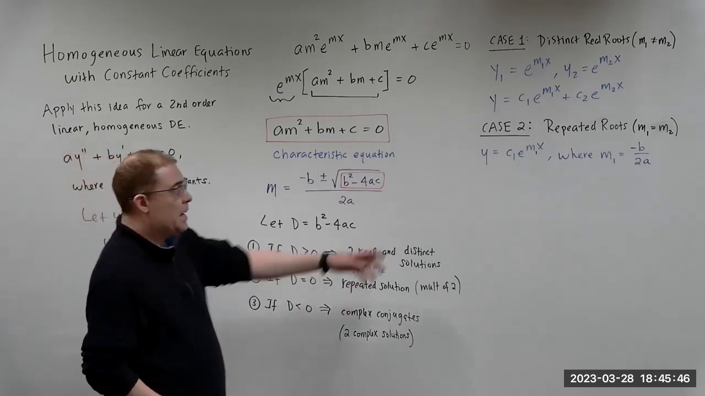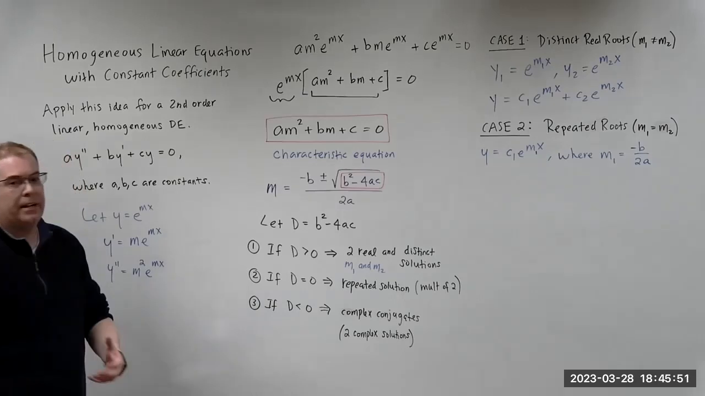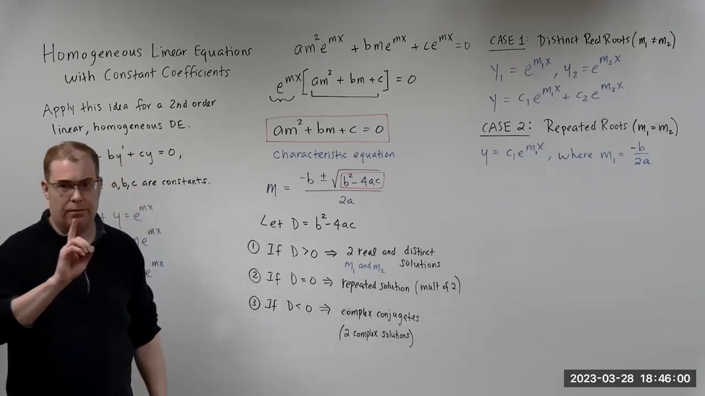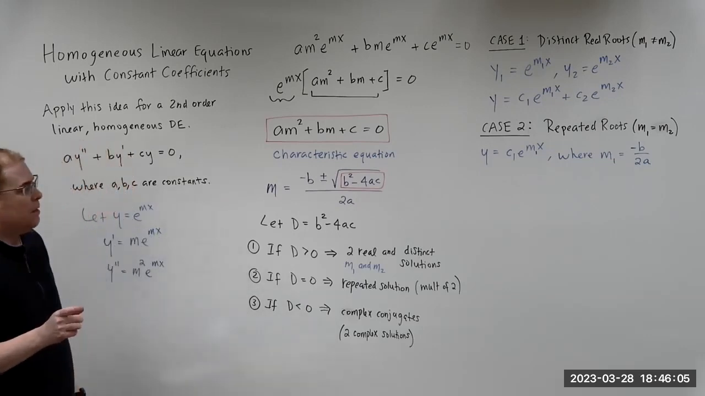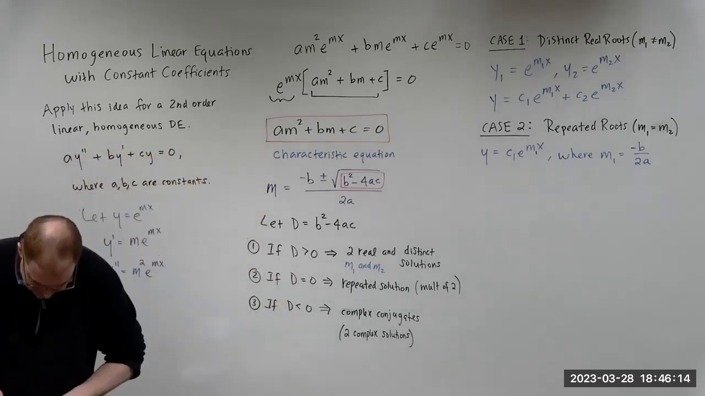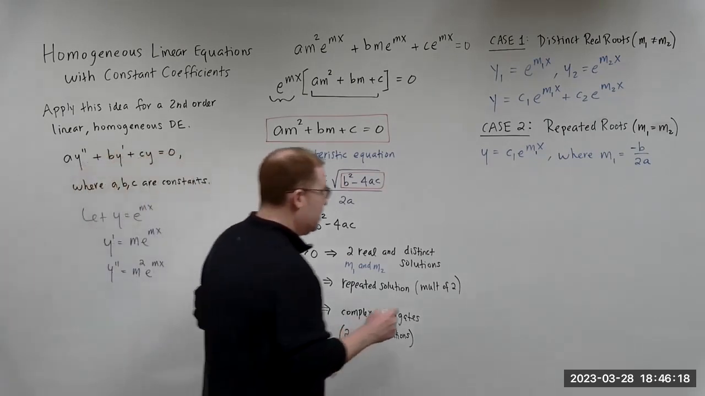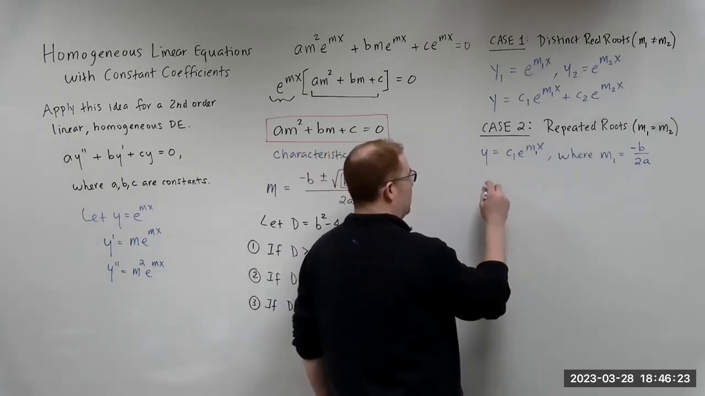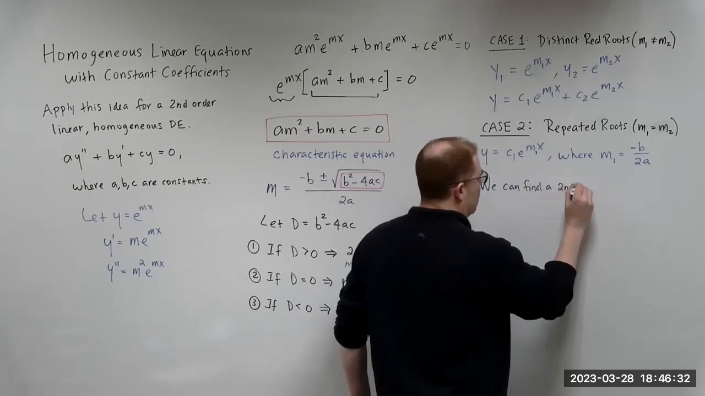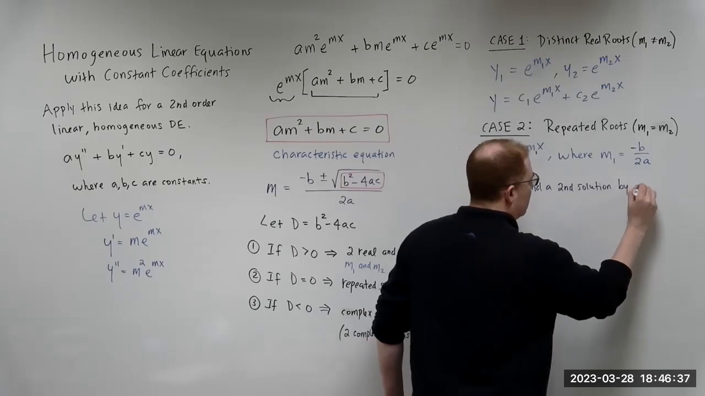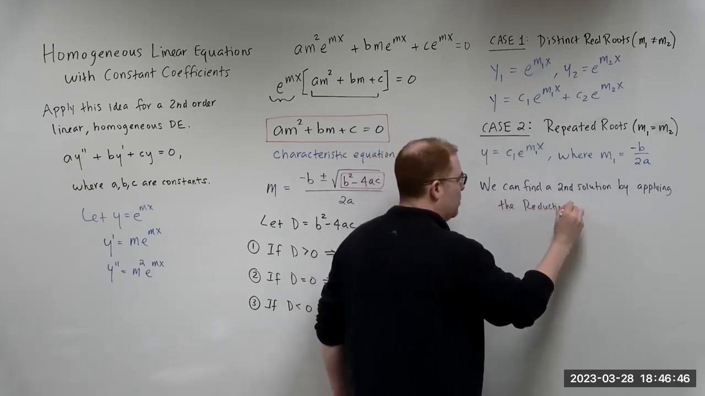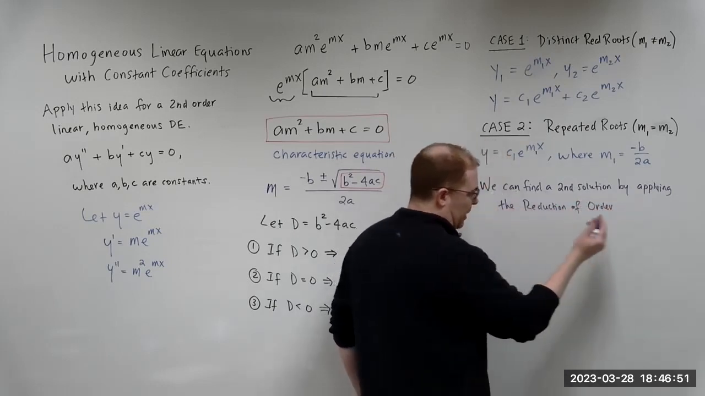So what we can do is that we have one solution, right? We can go ahead and apply the reduction of order method to this. Remember last time we talked about that. There's a formula. If you're given one of the solutions for a second order differential equation, then you can find the second solution. And at the same time, they're literally independent of each other. So let's apply that here. So we can find the second solution by applying the reduction of order technique, or I can say formula here.